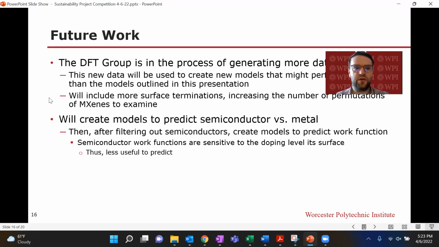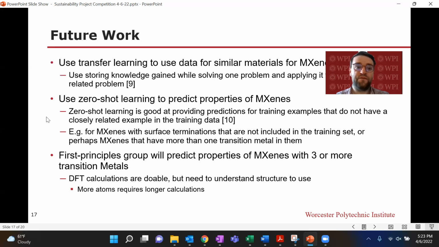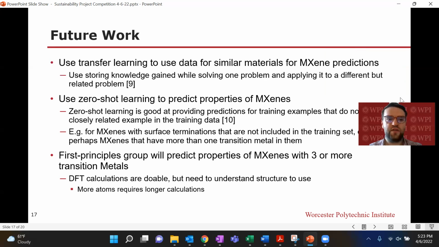Future work will include the DFT group generating more data, creating models to predict semiconductor versus metal. And then far future work might include using transfer learning to use data for similar materials to MXene predictions, using zero-shot learning to predict properties of MXene, etc.